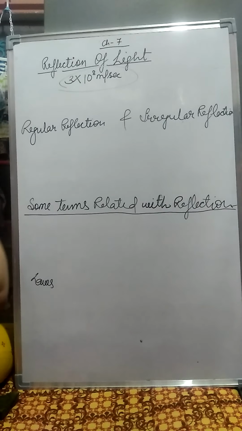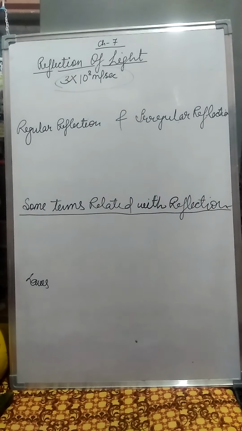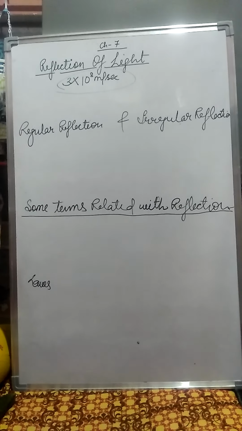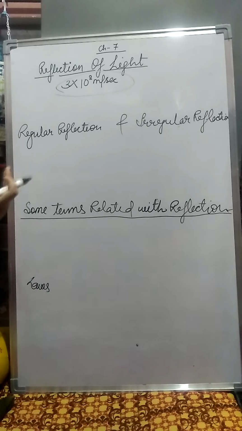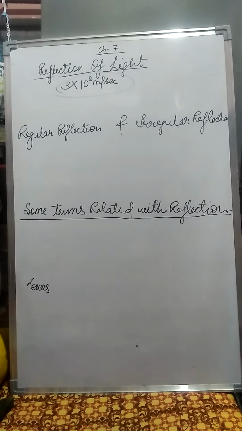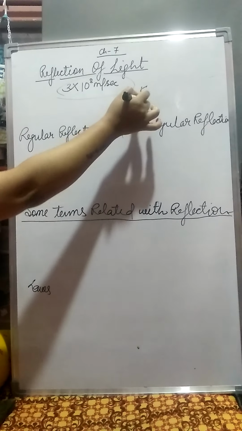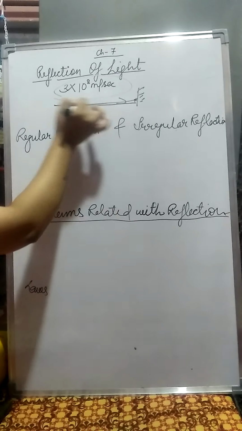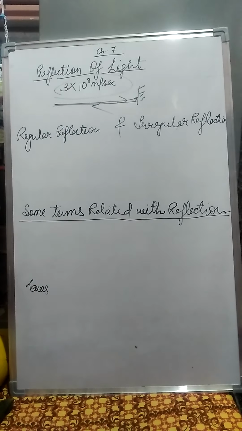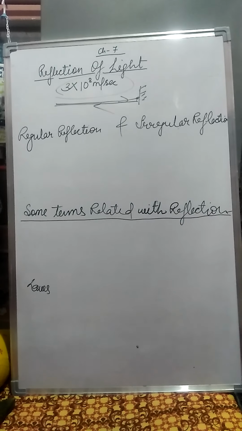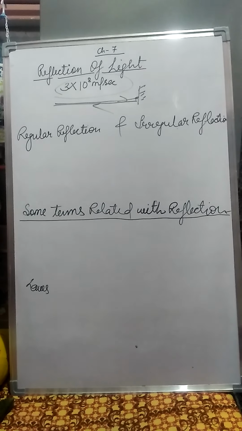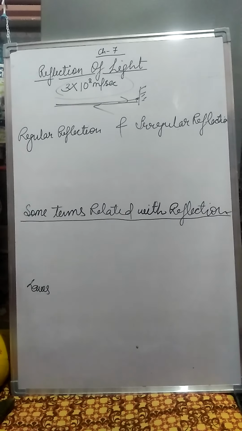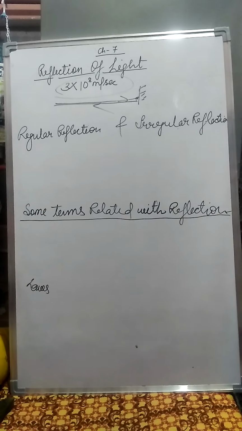Next is reflection of light. What is reflection of light? Reflection means the bounce back. Reflection is the bouncing back of the light ray after striking the surface. For example, we have this surface. When the light rays strike the surface and after striking, when it returns back, this is called the reflection of light. Because of these reflections, the images are formed.